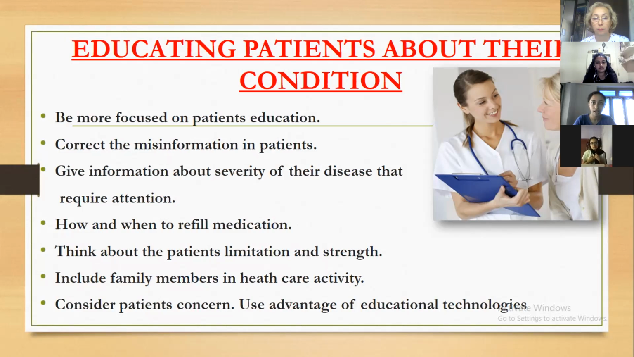That is, if a patient is older, most of them may lack much strength. So we must look after their mental stability, and according to that, we must prescribe the medicines. We must prescribe the doses according to how healthy the patient is. Then the next one is to include the family members in their healthcare activities.